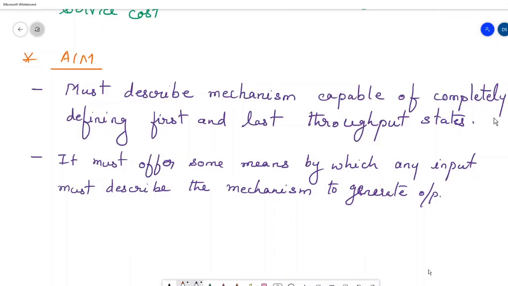Now, the second aim is that it must offer some means by which any input can describe the mechanism to generate output. It would also show that if an input is given and an output is generated, what was the method or mechanism behind it, that means the processes and operations involved in generating that particular output.